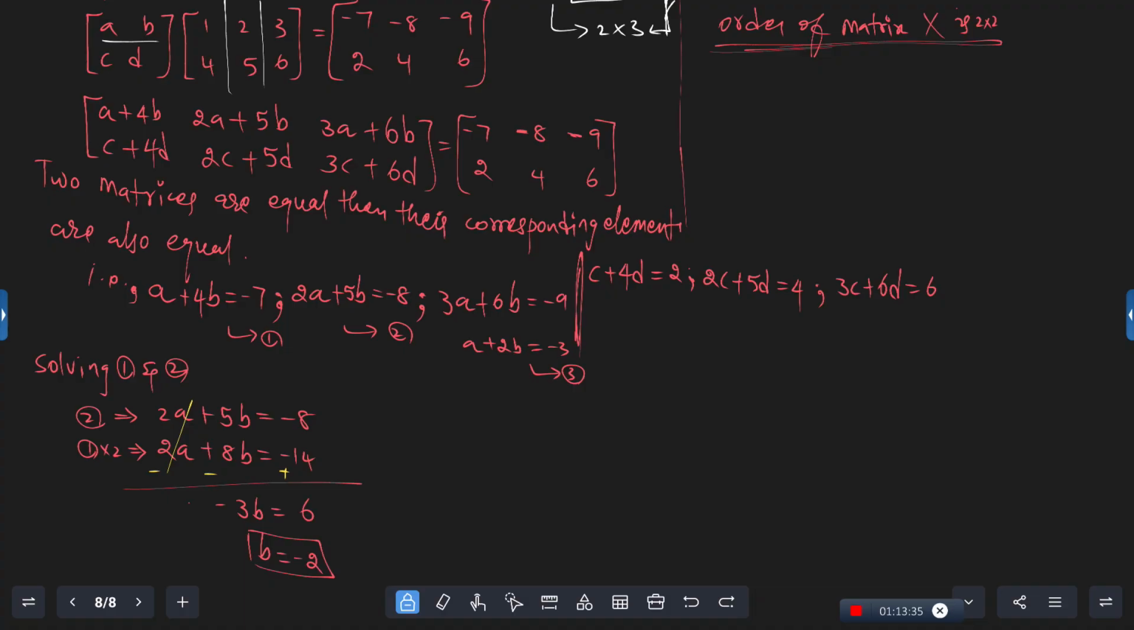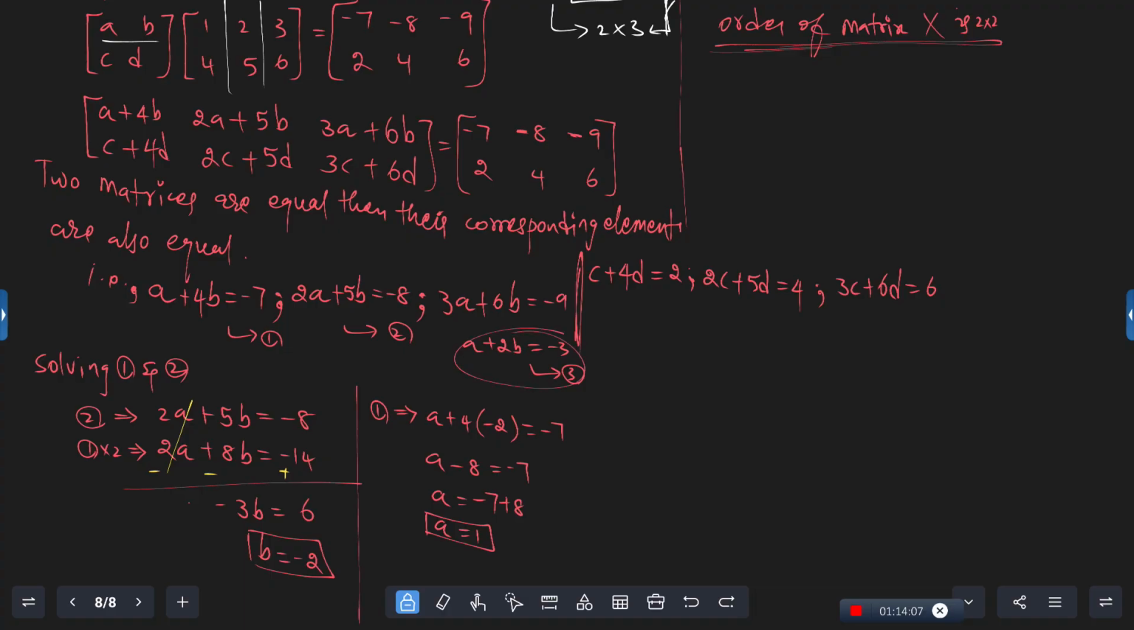Take the B value and substitute either in 1 or 2. Suppose I'm substituting in 1 now, what am I getting? A plus 4 times B value minus 2, which is equal to minus 7. So A minus 8 is equal to minus 7. A is equal to minus 7 plus 8. Then A is equal to 1. Understand? Right. That's it. So both A and B values, if you check now, it should be satisfied.